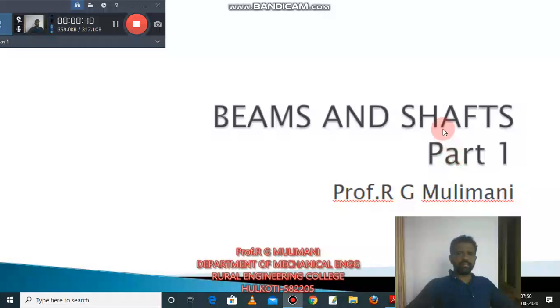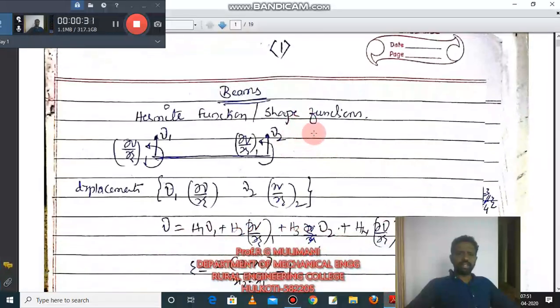Beam is a structural member which resists the transverse loading. In this module on beams and shafts, we are deriving the stiffness matrix of the beam element and the shaft element. First we will consider the beam element. For the beam element, first we need to find the shape functions. We already know that shape functions are used to find the displacement at any point within the element with the help of nodal displacements.